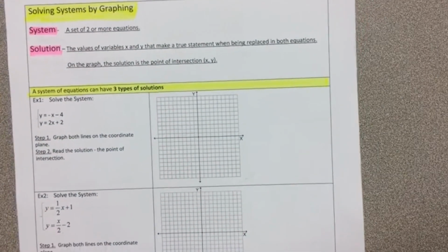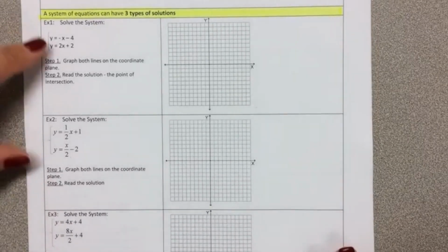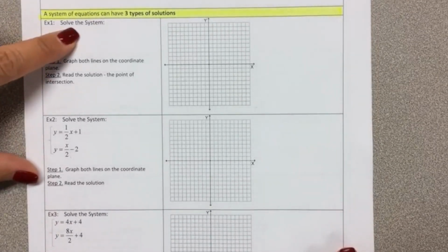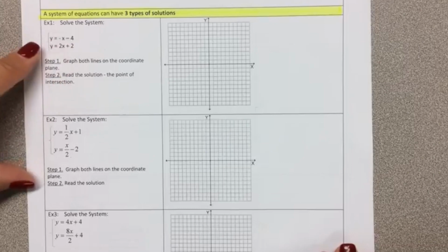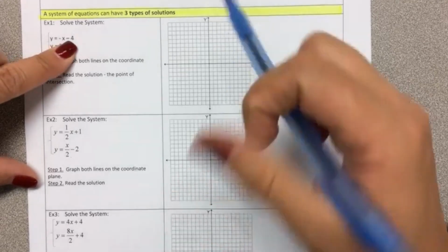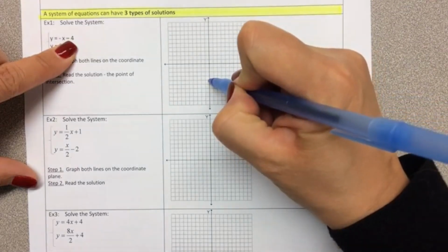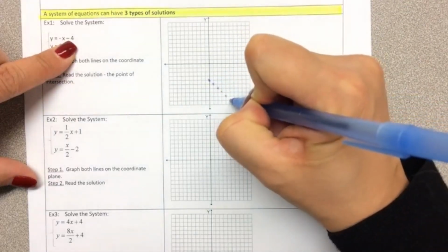So we have a system of two equations, and we need to solve the system. To solve means find the x, y ordered pair that is in common for both equations. First equation is y equals negative x minus 4, where the slope is negative 1 over 1, and negative 4 is the y-intercept. So through negative 4, I'm using negative 1 by 1 slope.